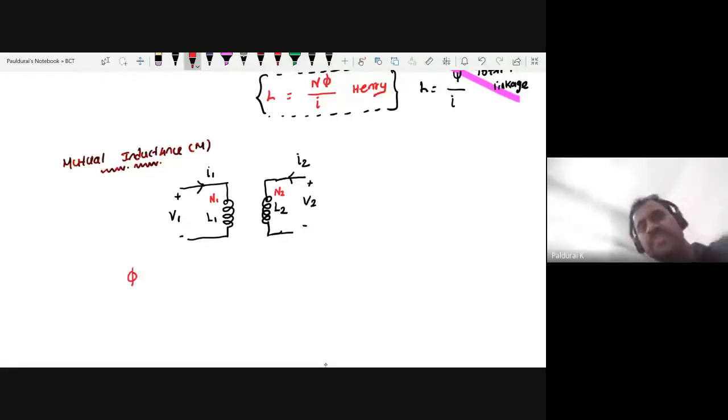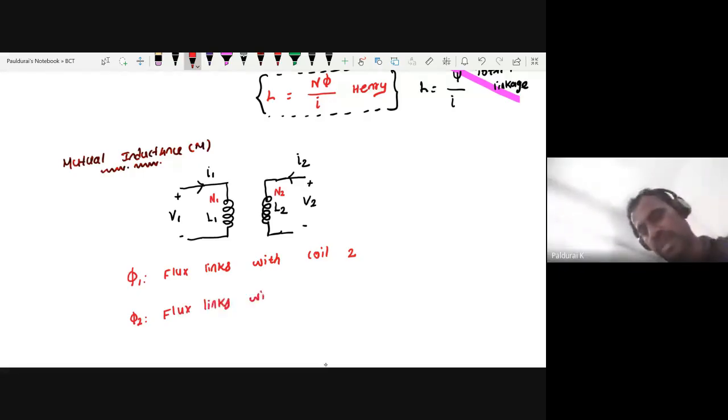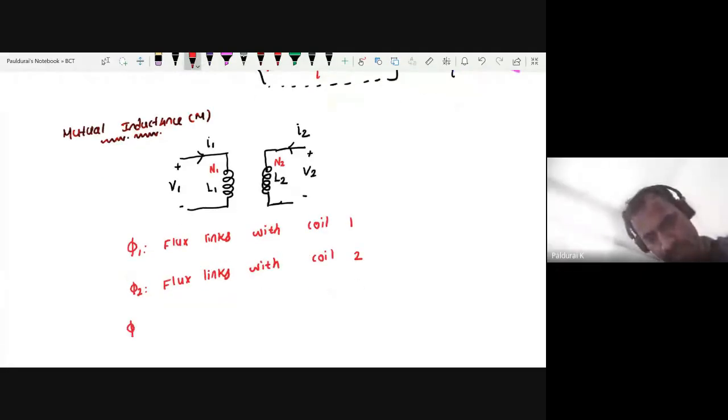Phi 1, what is phi 1 and what is phi 2? That you know. Phi 1 flux links with coil 1. Flux phi 2 flux links with coil 2, right? This is coil 1 and coil 2. Now I am going to give you one more term, phi 12. What is this? Any idea?